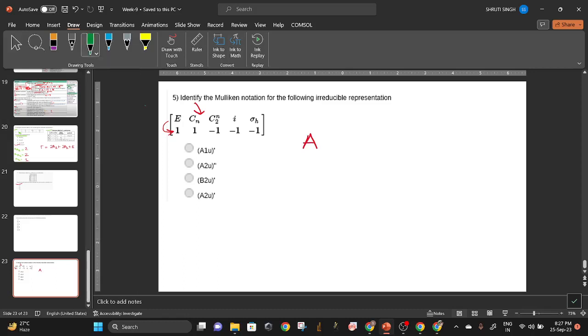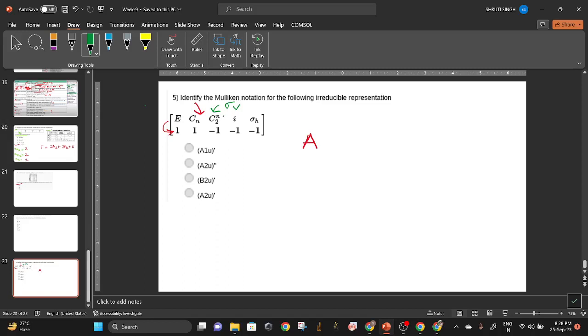Now for the subscript, we will look to the C2 axis which is perpendicular to the principal axis. If this C2 is not there, there will be sigma V present. So either look for C2 or look for sigma V. If both are present, then the first priority you will give to C2. Okay, you got my point, or shall I repeat?